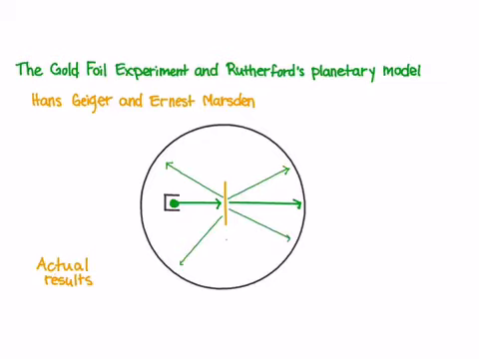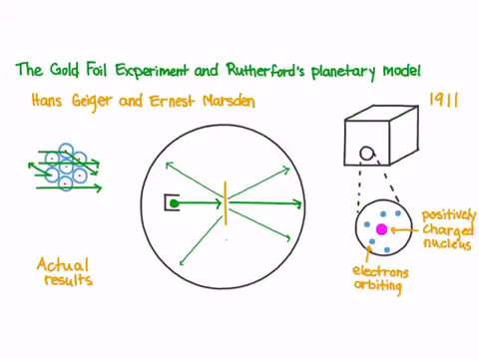But instead, they observed that a small fraction of the particles were deflected back the direction they came. Based on these results, in 1911, Rutherford concluded that the atom is mostly made of empty space occupied by the electrons, but there is a small and very dense positively charged nucleus in the center of the atom.